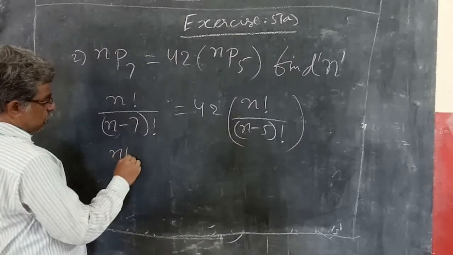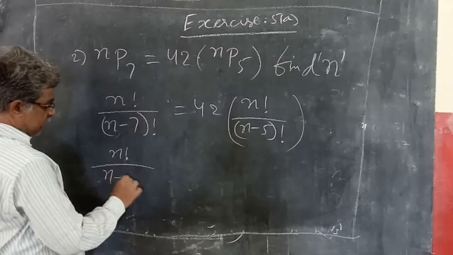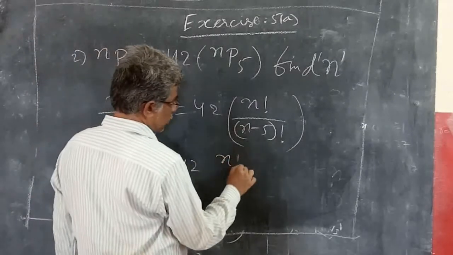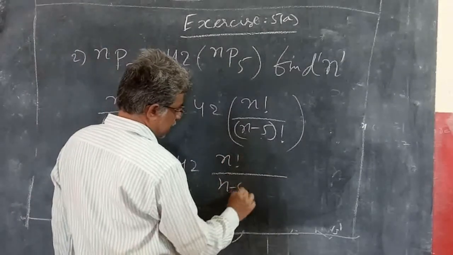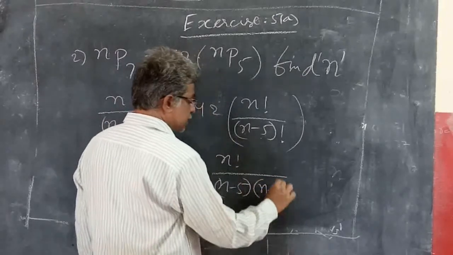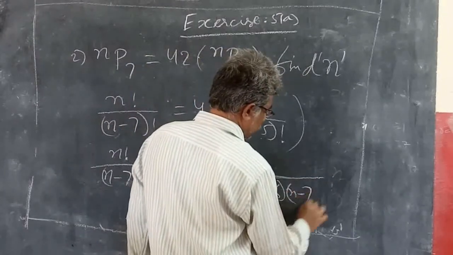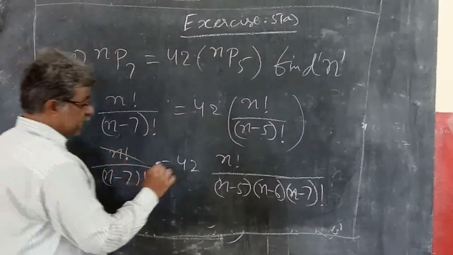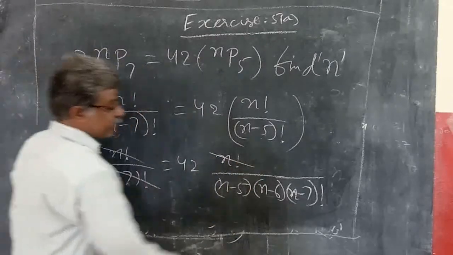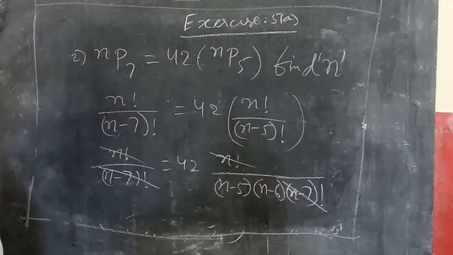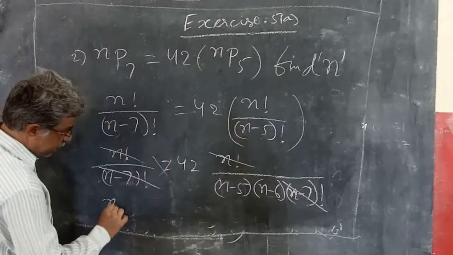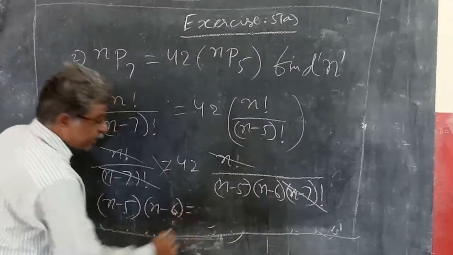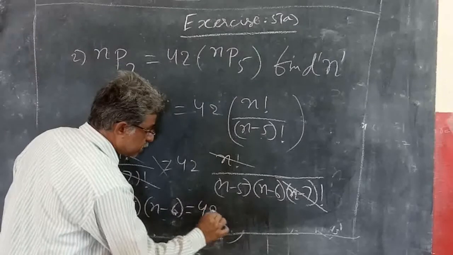Now N factorial by N minus 7 factorial is equal to 42 into N factorial by N minus 5 factorial. I can reduce N minus 5 factorial as N minus 5 into N minus 6 into till 1, which is N minus 7 factorial. So I can cancel N factorial and N minus 7 factorial on both sides. By cross multiplication, I will get N minus 5 into N minus 6 equal to 42.